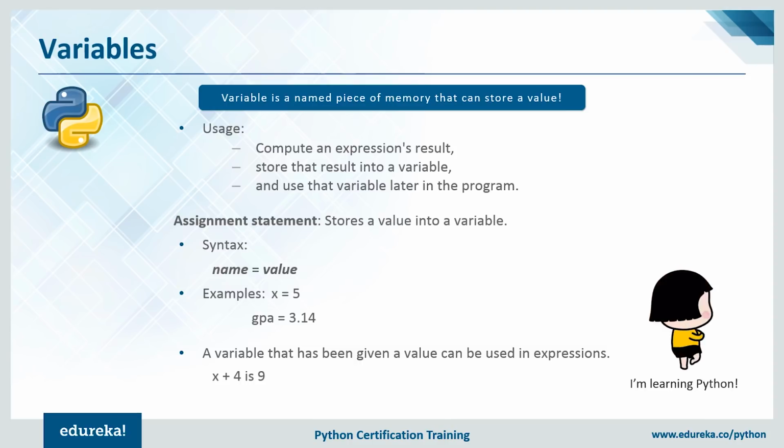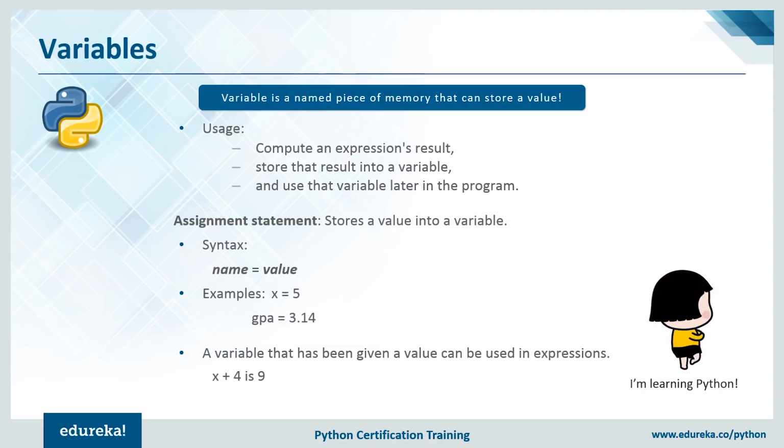For example, consider an assignment statement. An assignment statement is used to store a value into a variable. So the left-hand side is the name, followed by the value on the right. So consider that example on your screen right now. We have x is equal to 5 and GPA is equal to 3.14. As you could have guessed, x is the name and 5 is the value. Same goes with GPA and 3.14 as well.